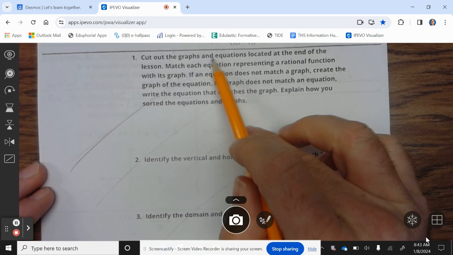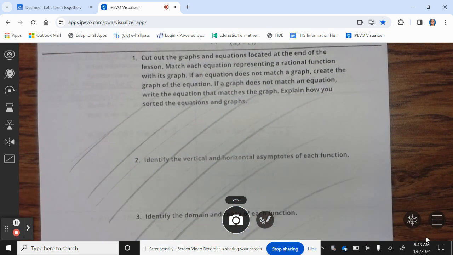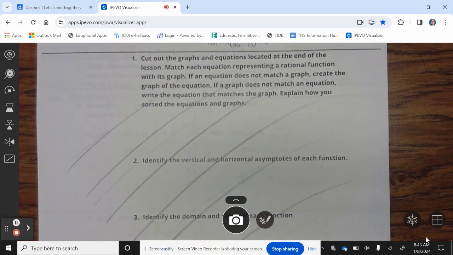All right, go ahead and mark this section off. We're not going to cut out the graphs. We're going to do something a little different.